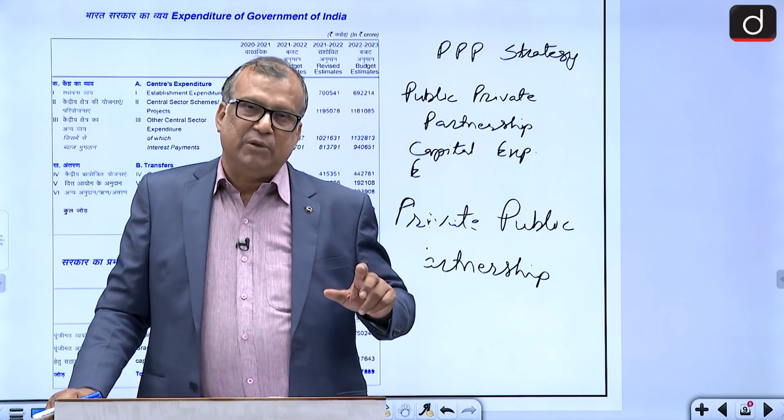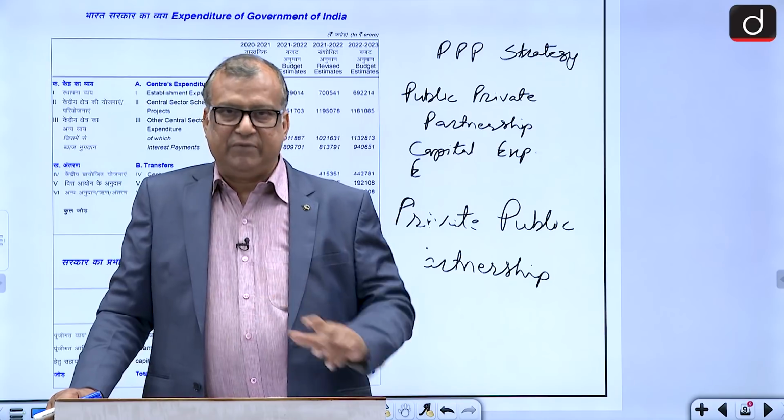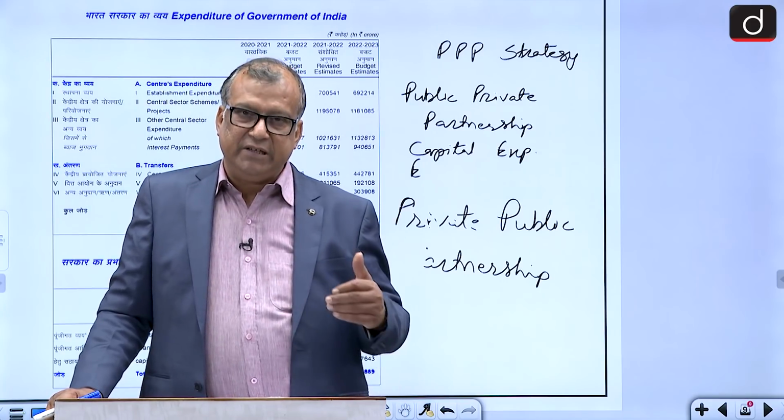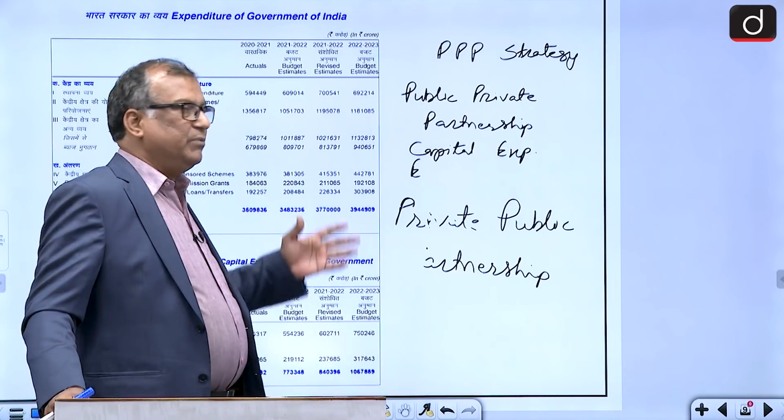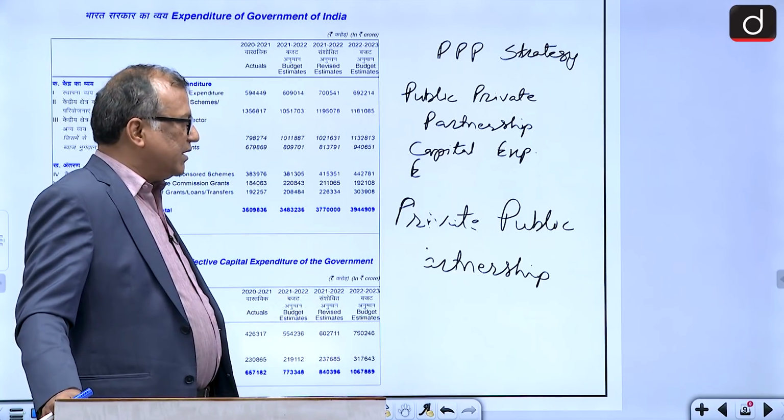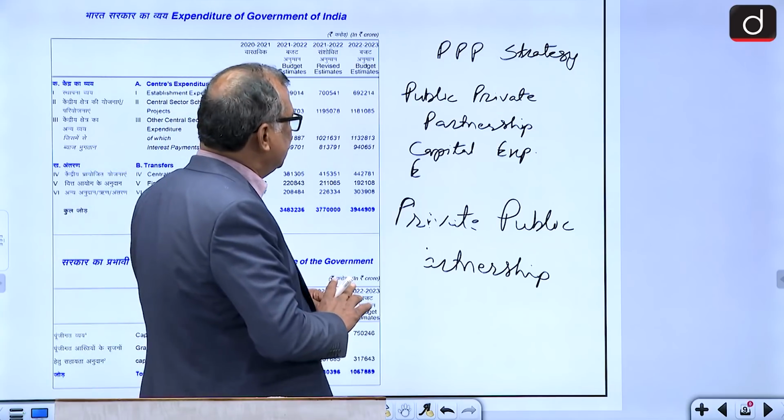In the PPP model, public investment first or private investment first? Who will take the lead in investment and who would follow? There could be some debate, and questions could be framed around it. Okay, so this is there.